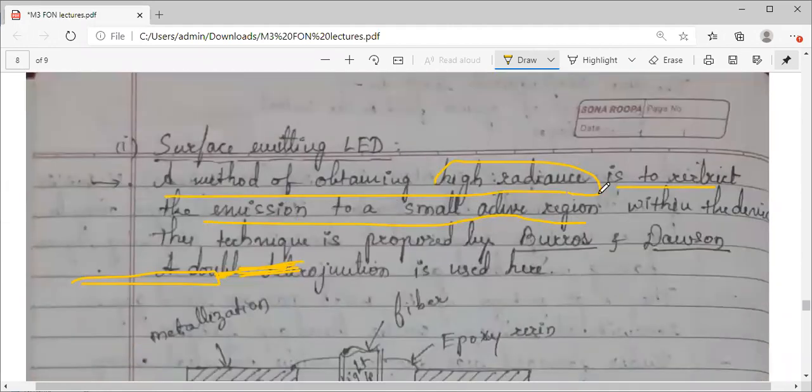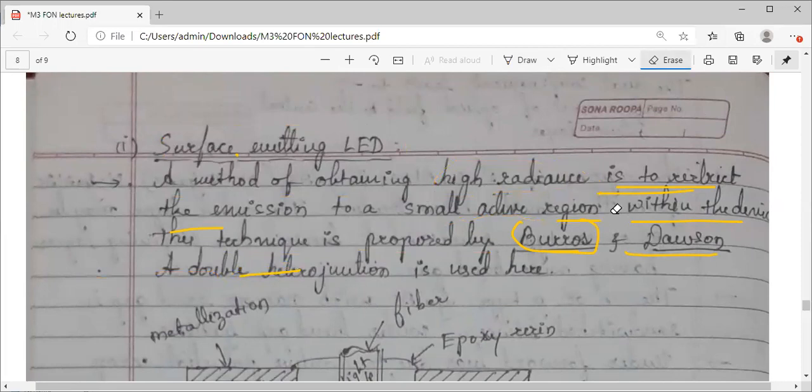A method of obtaining high radiance is to restrict the emission to a small active region. So you make the region small, restricted within the device. This technique was proposed by Burrus and Dawson. So the surface emitting LED is also called the Burrus LED. Don't get confused, it's just the name.